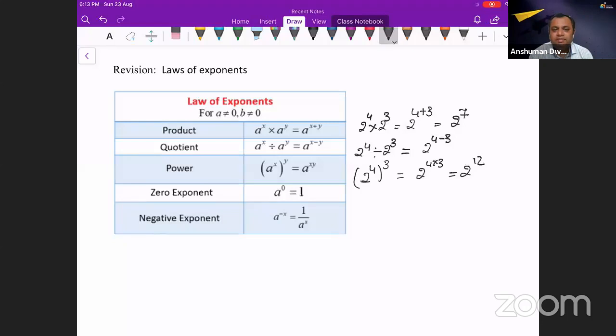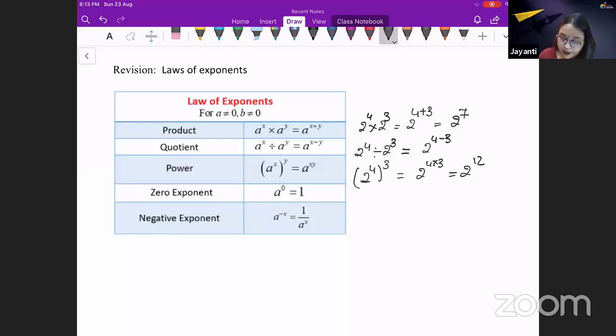I would want to draw attention of the children towards the difference between product law and power law. Please have a look. There's a difference between product law and power law.